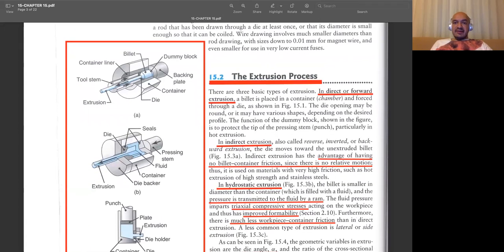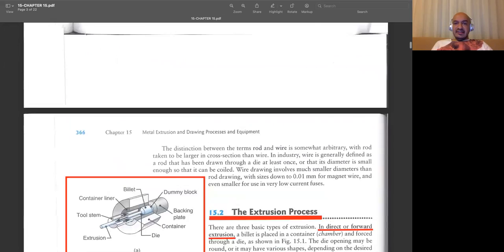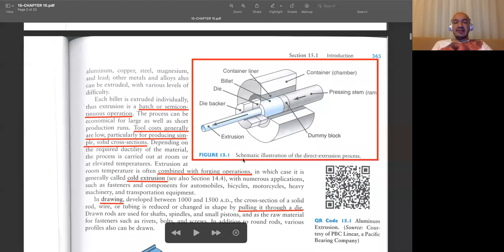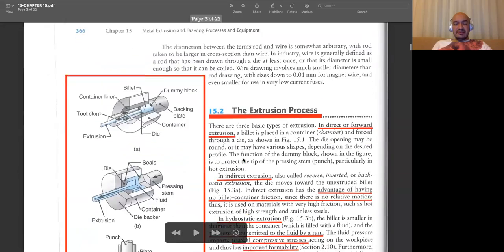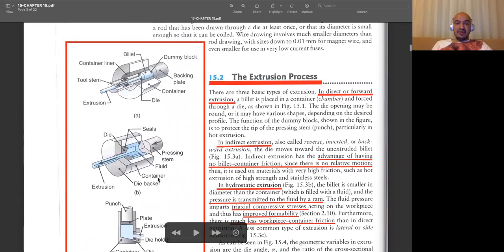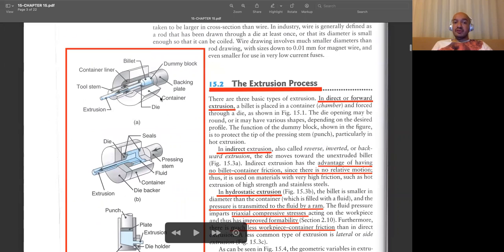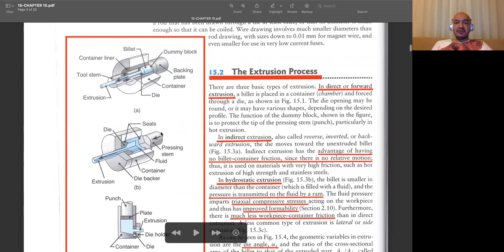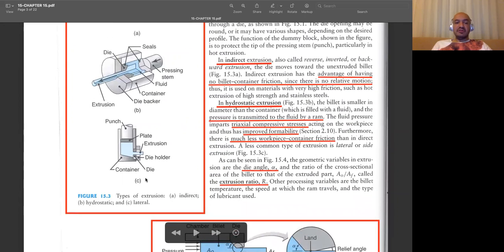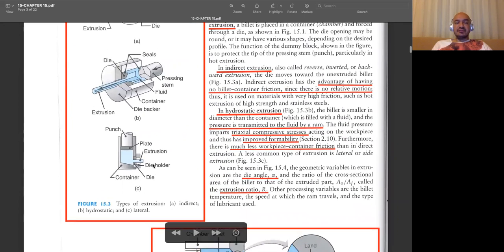Now let me briefly talk about the extrusion process. We have seen the direct extrusion. This is the basic direct extrusion. And now I will talk about 3 more extrusion processes. The last one is not that important, but we have 2 other important extrusion processes. The first one is called indirect extrusion, and the second one is called hydrostatic extrusion. The last one, the least important one, is the lateral extrusion.